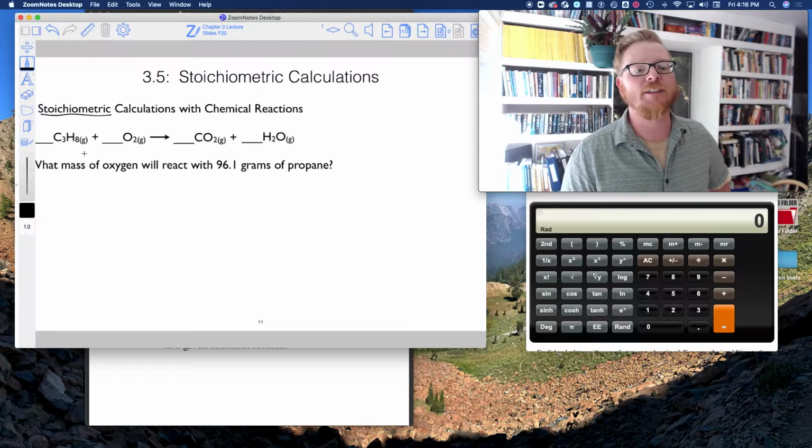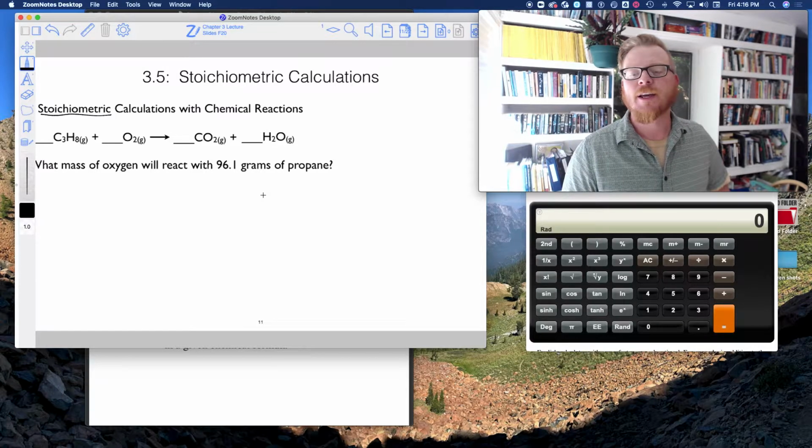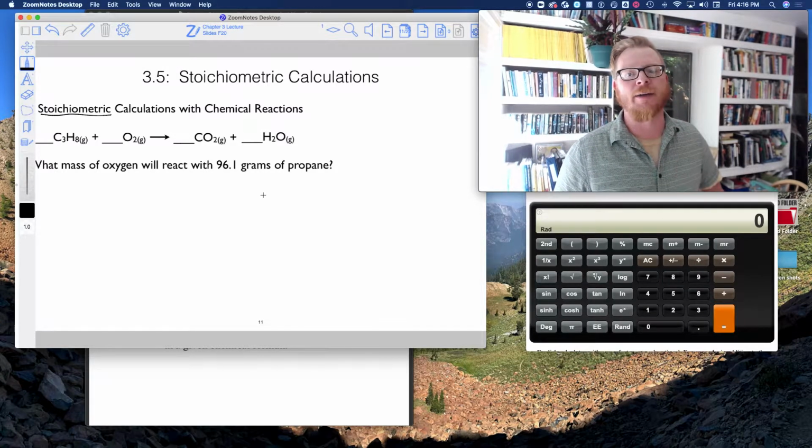So we're back to this reaction that we talked about earlier. This is the reaction of propane, okay? And whenever we see a chemical reaction, the first thing I want you to start thinking about is: is the reaction balanced? And if not, before I do anything, I have to balance it. Hopefully you can tell with all these blank spaces that the reaction's not balanced. So we've got to balance it.